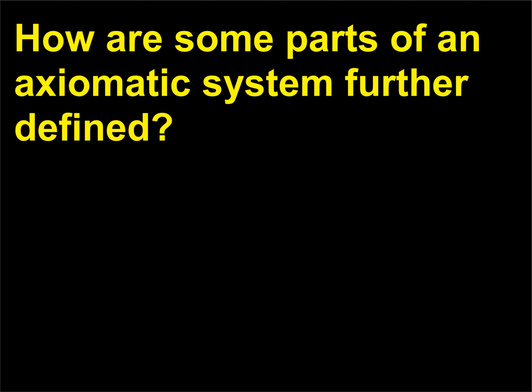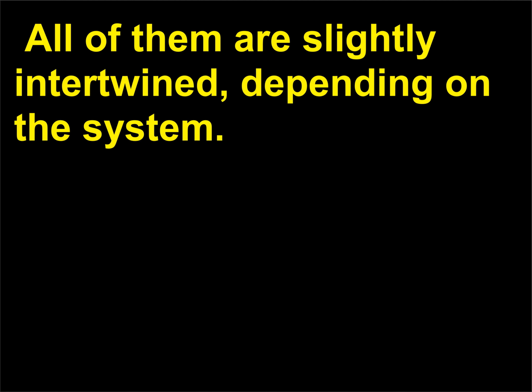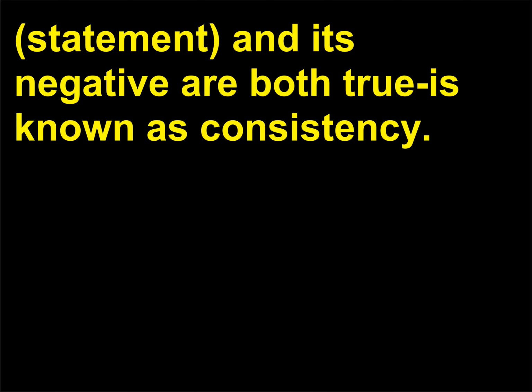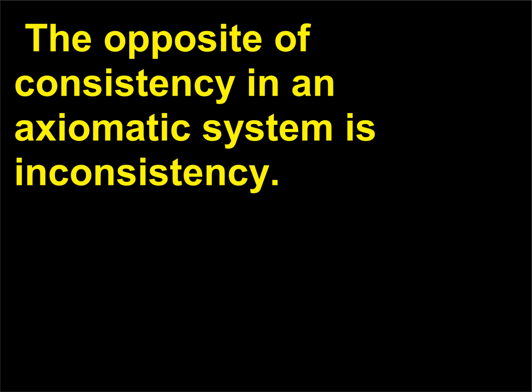How are some parts of an axiomatic system further defined? There are several terms that further define an axiomatic system. All of them are slightly intertwined, depending on the system. The absence of contradiction, or the inability to prove a statement and its negative are both true, is known as consistency. Independence is not necessary to an axiomatic system, but consistency is definitely necessary. The opposite of consistency in an axiomatic system is inconsistency.